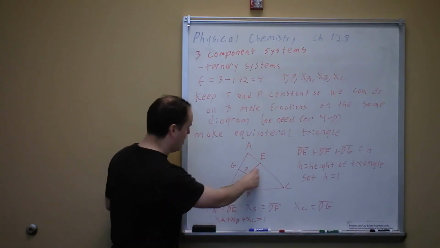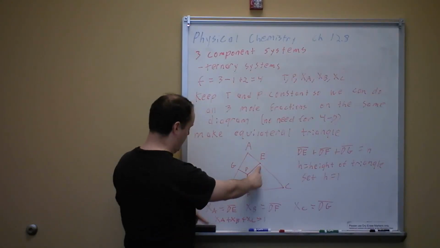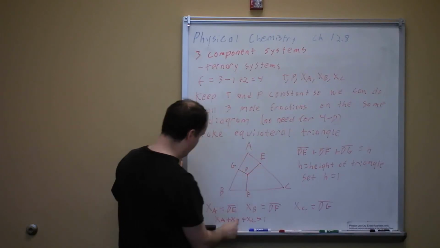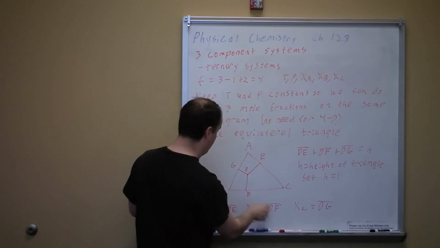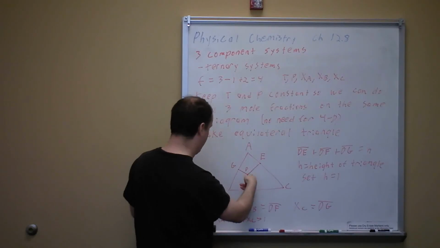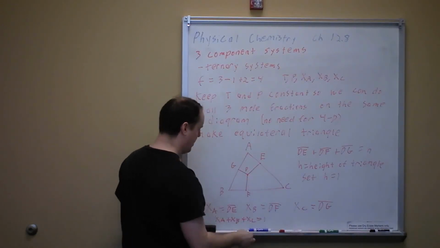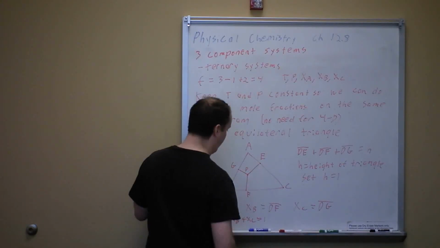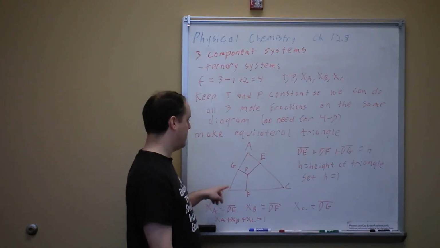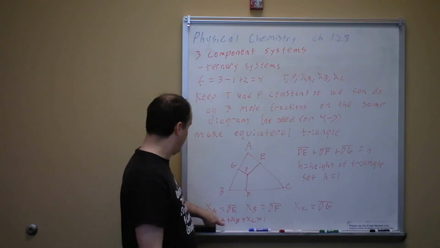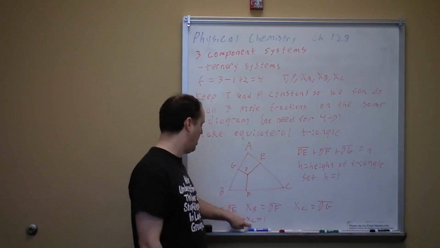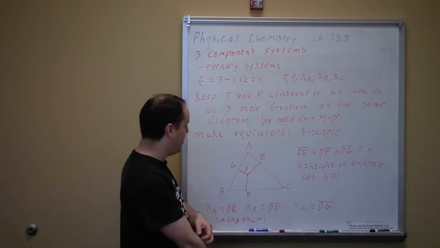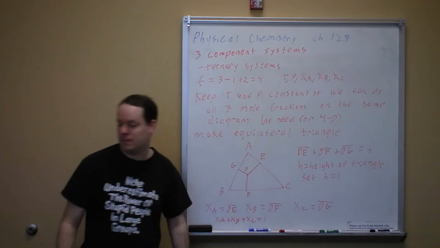So we know this segment here, DE, the length of this segment, is equal to the mole fraction of A. And then this segment here, DF, is equal to the mole fraction of B. And then this line segment here, DG, is equal to the mole fraction of C. And of course, by setting h equal to 1, we get chi A plus chi B plus chi C is equal to 1, which is what you would expect.